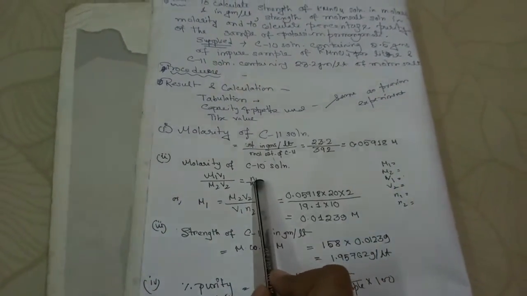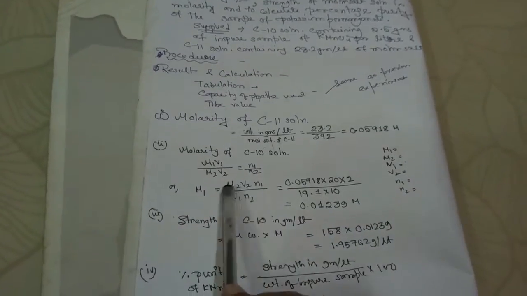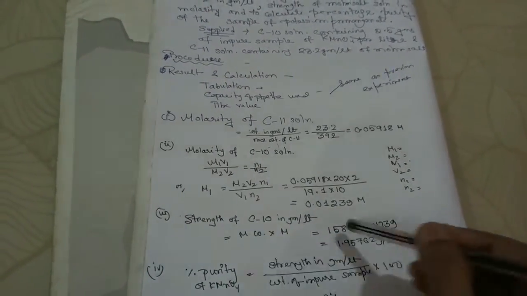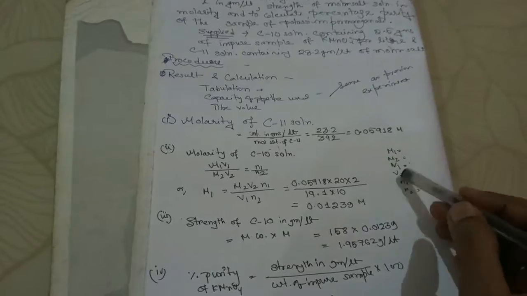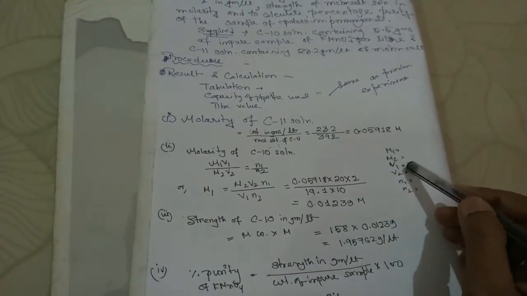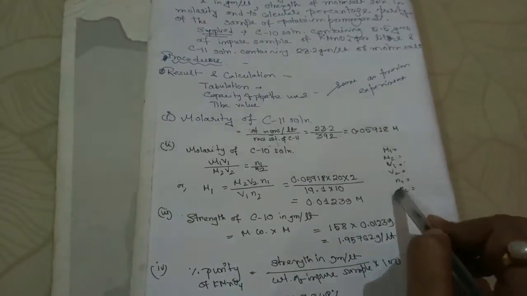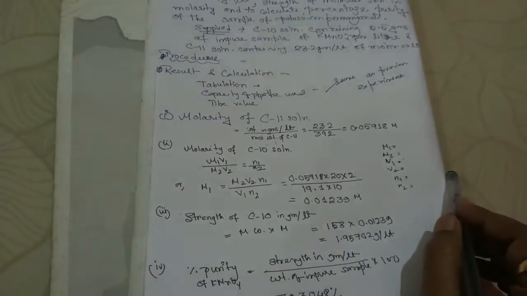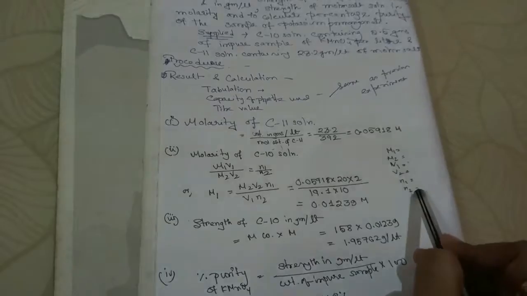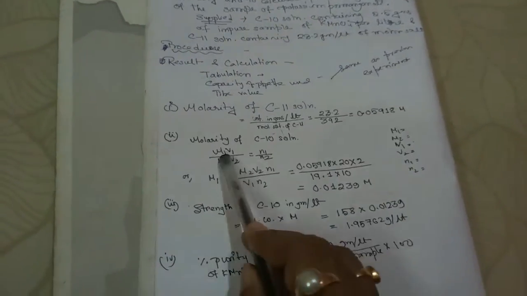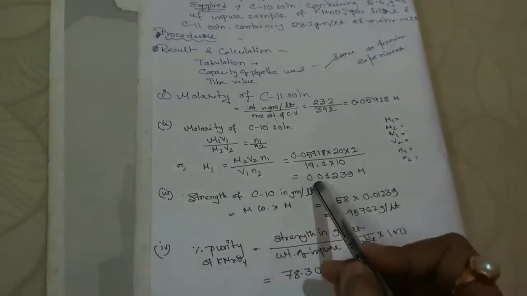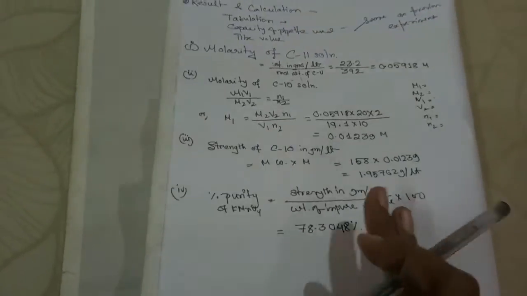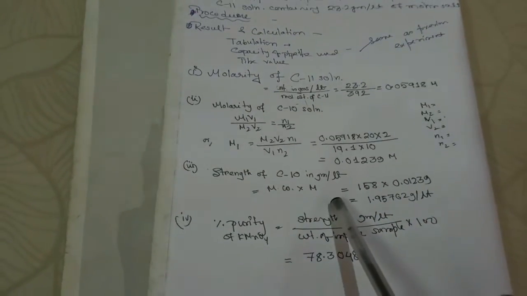Next, calculation of the molarity of C10 solution, where we have used this formula. Again for this part, you need to mention what M1, M2, V1, V2 are against each of them, and write all these in the file that you need to complete. Then write the formula, put in the values, and finally get the strength in molarity. Third is the strength of C10 in gram per liter.